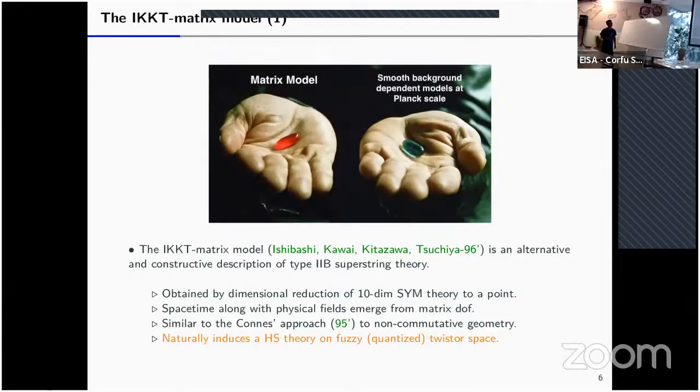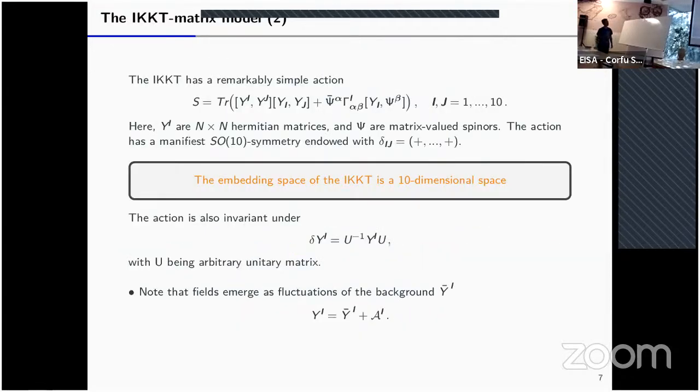One particular feature that I like about the IKKT matrix model is that it naturally induces a higher spin gauge theory on a fuzzy or quantized twistor space. As you can see here, we have seen this action many times in the conference. This action has a remarkably simple form. Here, Y and Psi are matrix-valued, N by N Hermitian matrix fields. This action has a manifest SO(10) symmetry, acting via the 10-dimensional matrix delta ij here. So what I want you to remember is that the embedding space of the IKKT is a 10-dimensional space. Besides this SO(10) symmetry, the action is also invariant under this gauge transformation, where U is any arbitrary unitary matrix. Note that fields will emerge as fluctuations of the background, which I denote as Y bar here, okay?